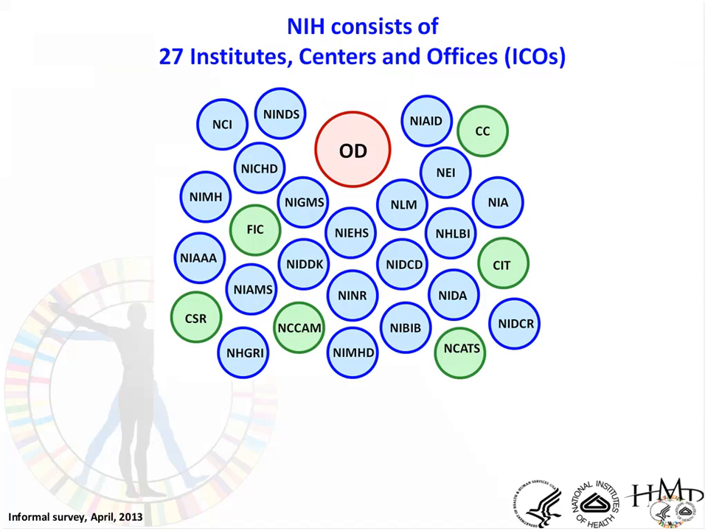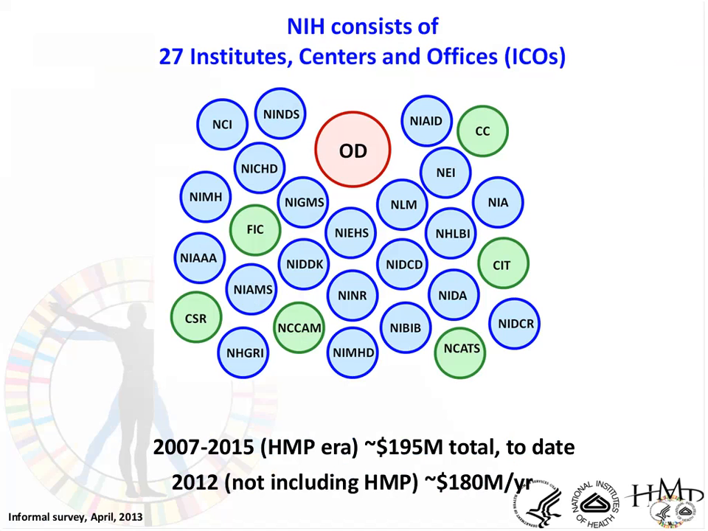Now, as I mentioned, the NIH consists of 27 institutes and centers. In 2006, they were funding microbiome-related research at a rate of around $7 million a year. Over the period of the HMP era, HMP alone has been funded at a level of $195 million over 8 years. And outside of HMP, because I want you to compare and contrast these numbers, the other institutes are funding microbiome-related research at almost an equivalent level as the total amount funded for HMP.